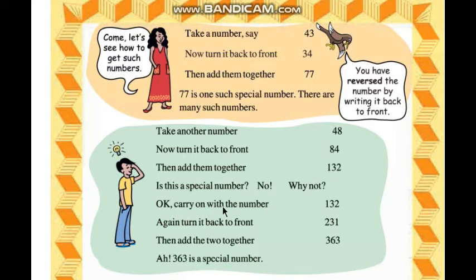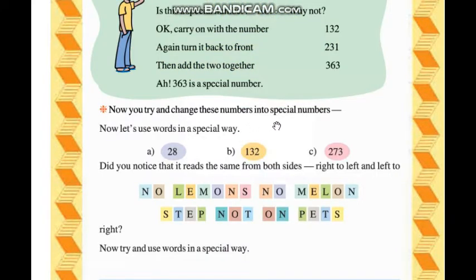Okay. Carry on with this number 132. Again turn it back to front. Now again reverse the number. So 231. Then add the two numbers together. 2 plus 1, 3. 3 plus 3, 6. 1 plus 2, 3. So that means 363. This is a special number. Now you try and change this number into a special number.